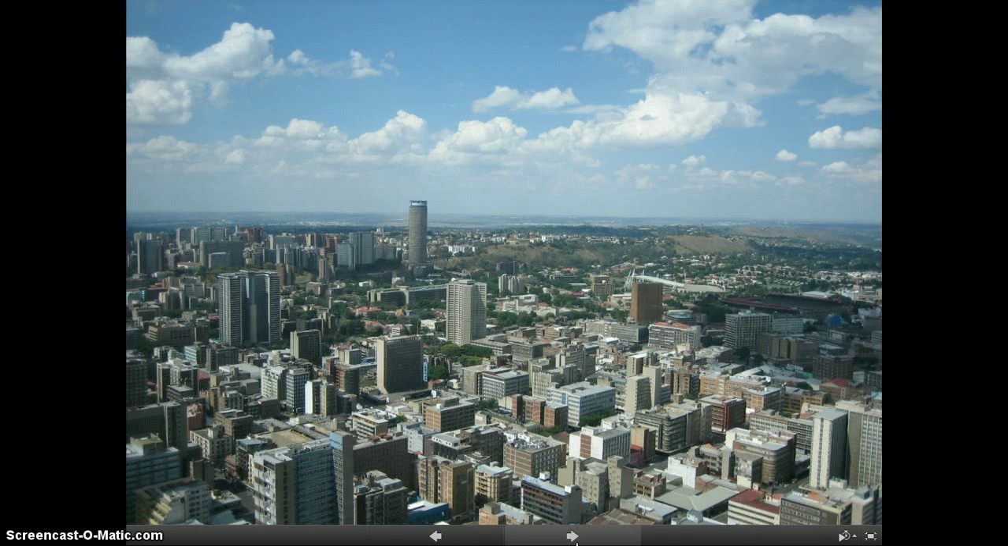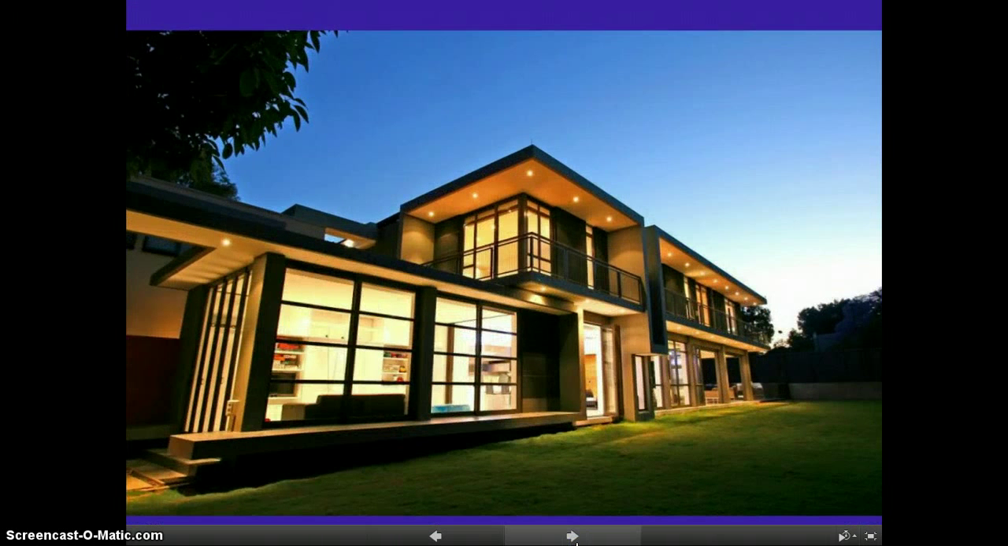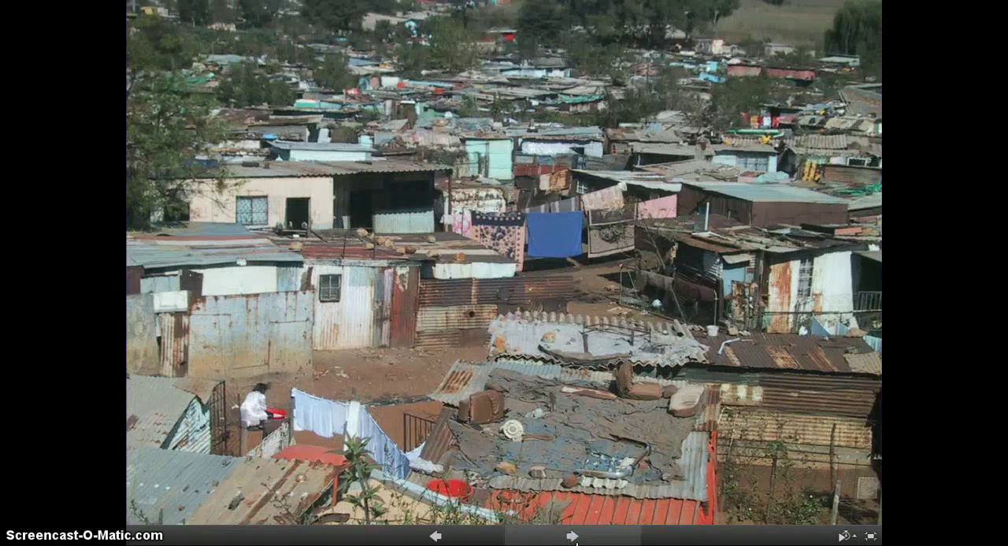This is a picture of Johannesburg, which is one of the major cities, the major city of South Africa. It was built around gold mines, diamond mines, and has become a very prosperous city in South Africa. So you have things like this in South Africa, beautiful modern homes where people are living. But you also have this in South Africa, a wide gap between rich and poor.